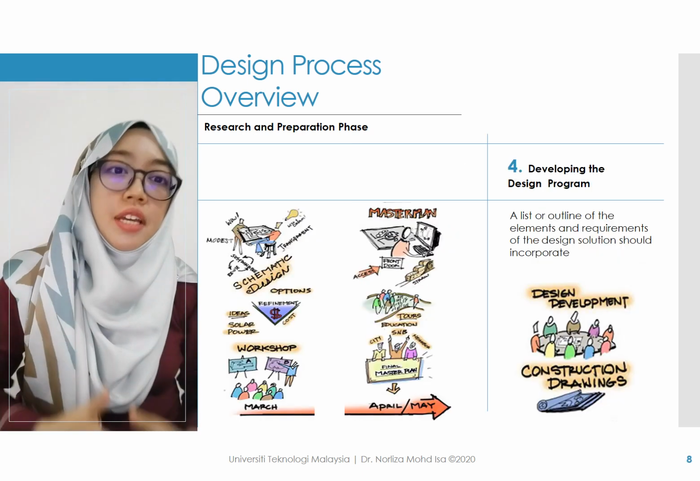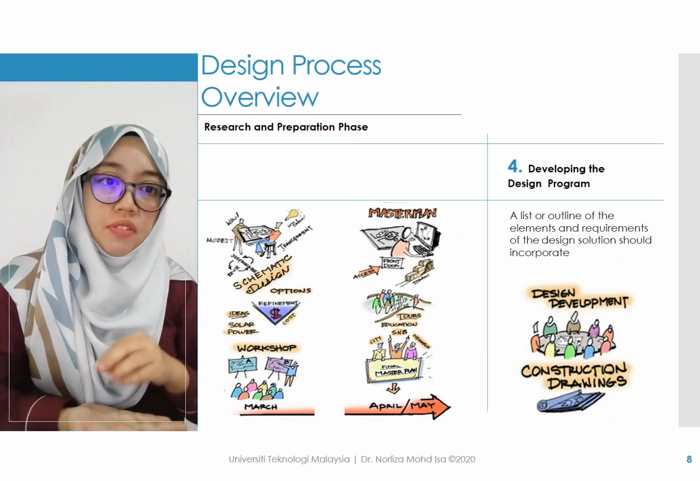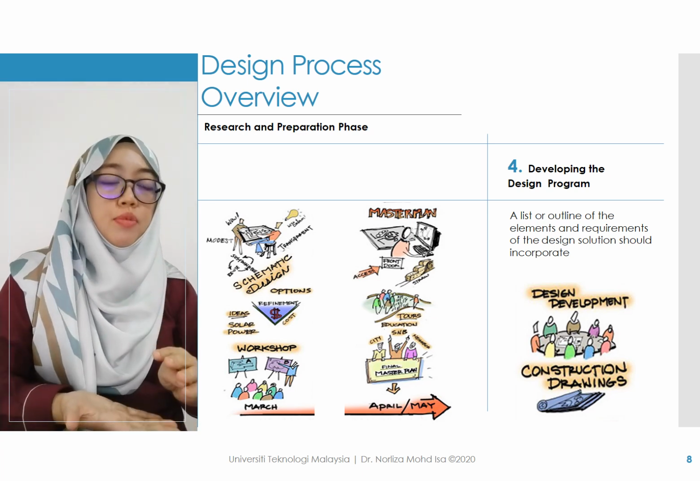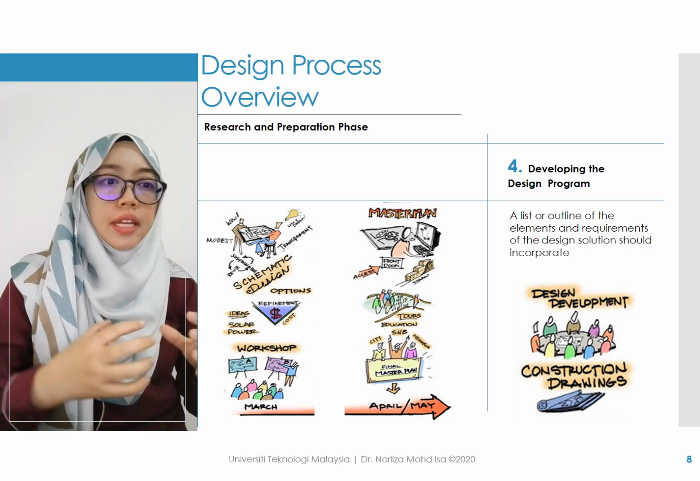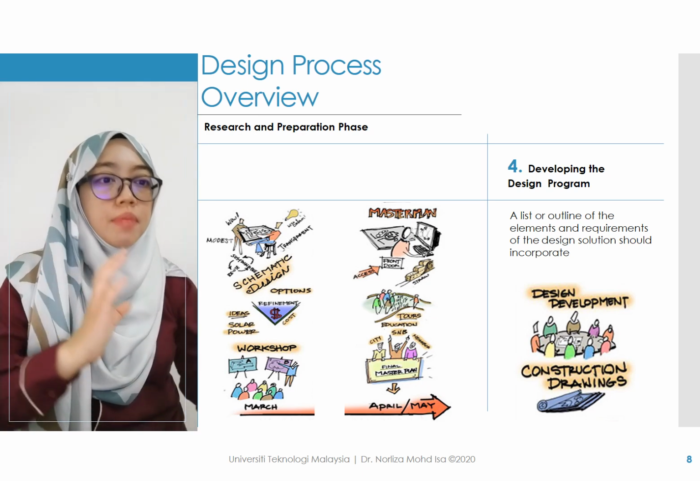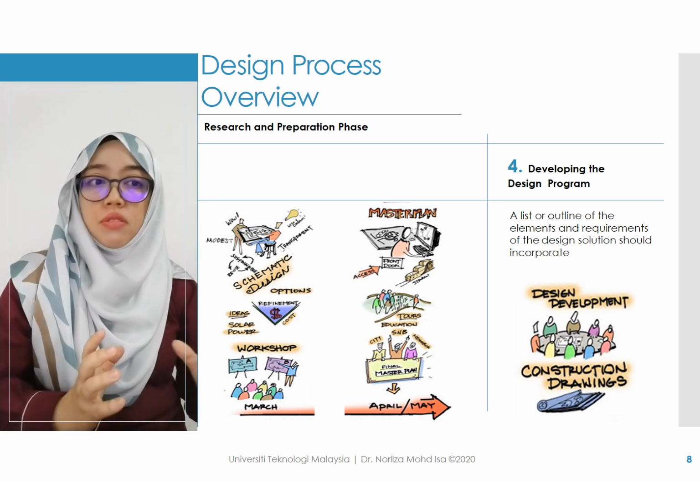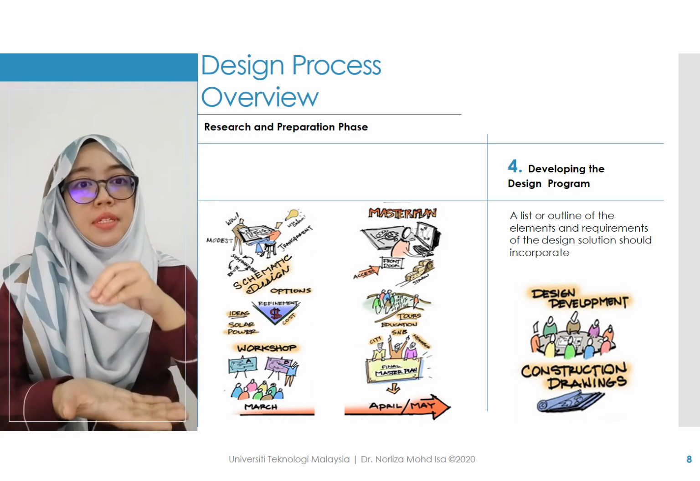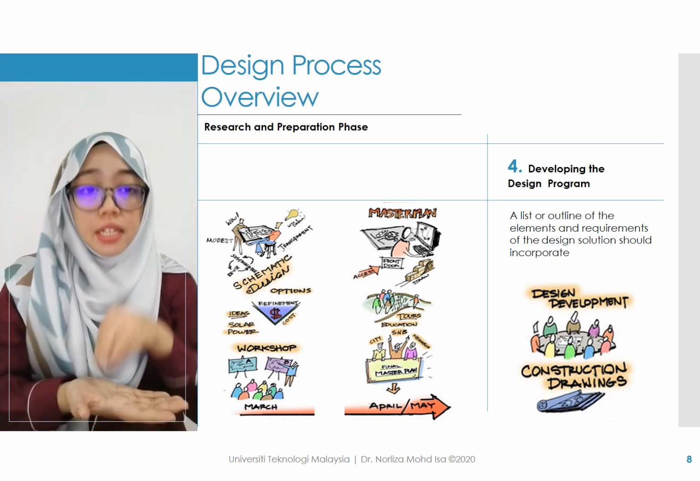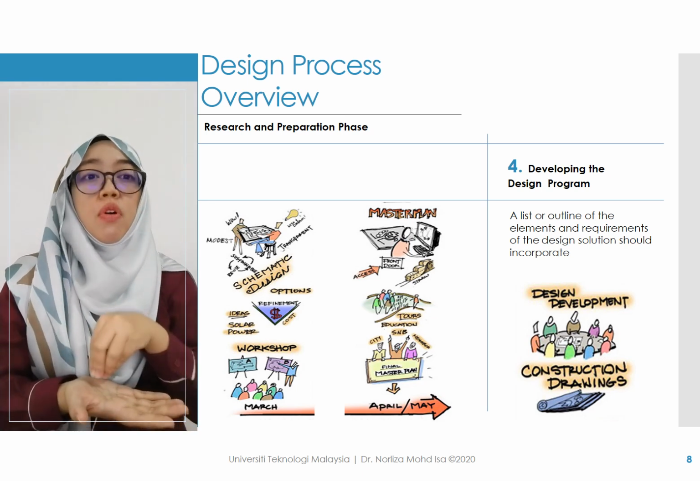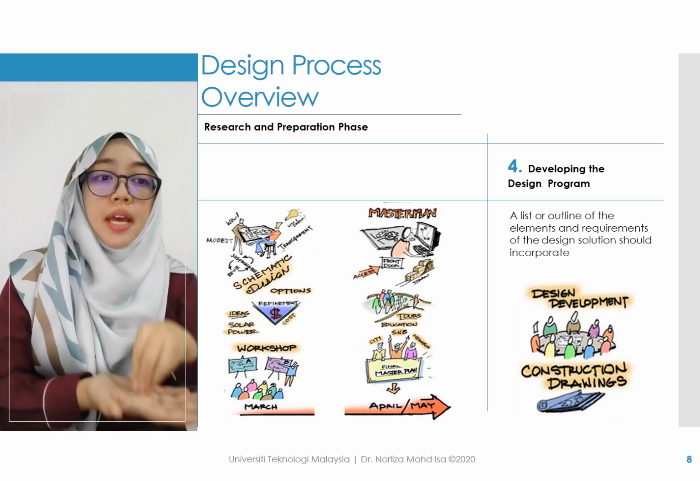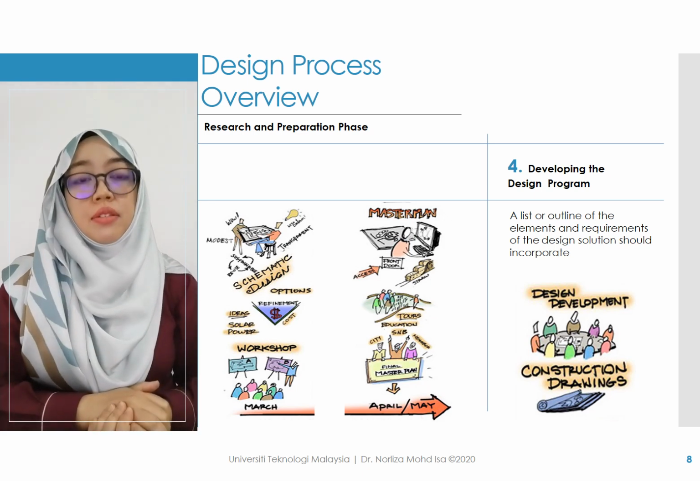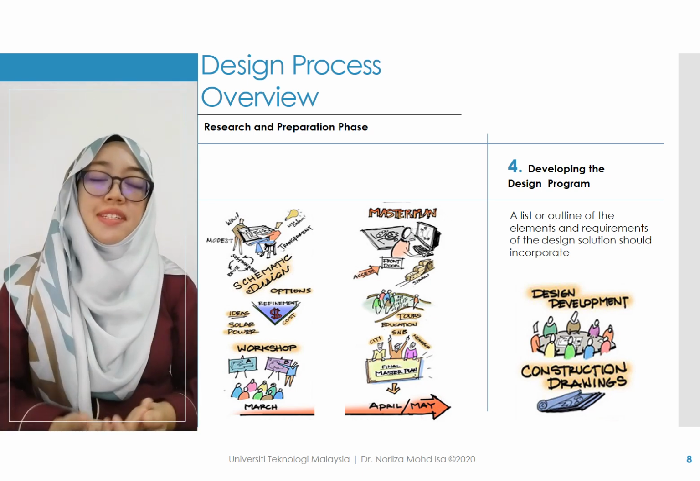And finally, during the research and preparation phase, number 4, we need to develop the design program, which is a list or an outline of the elements and requirements of the design solution that should be incorporated. In this phase, we conduct a schematic design and preliminary design before we proceed to the final master plan and construction drawing. And after that, we proceed to the construction phase.